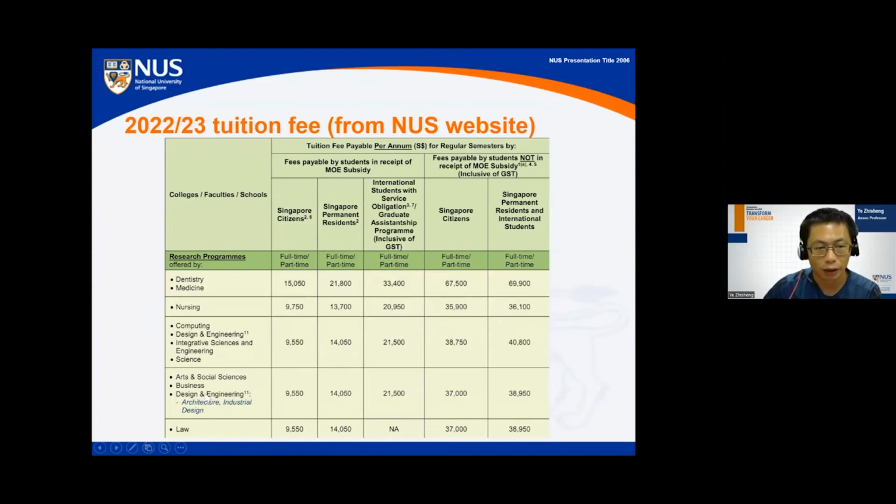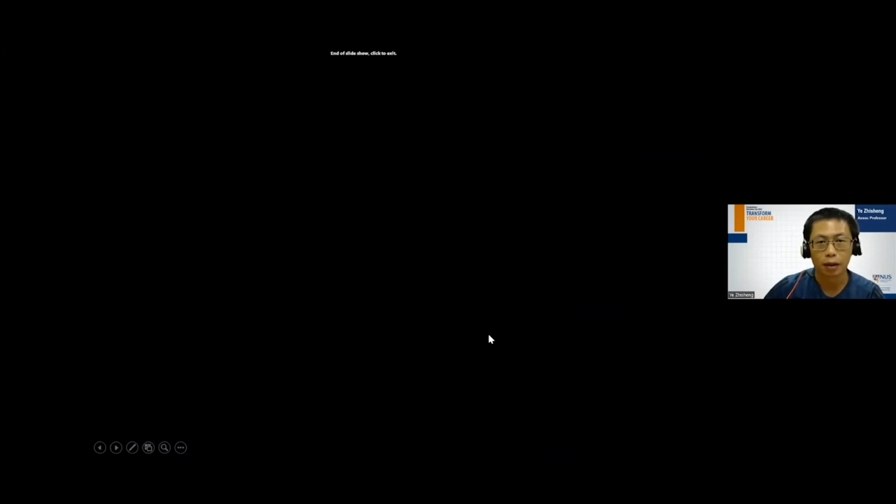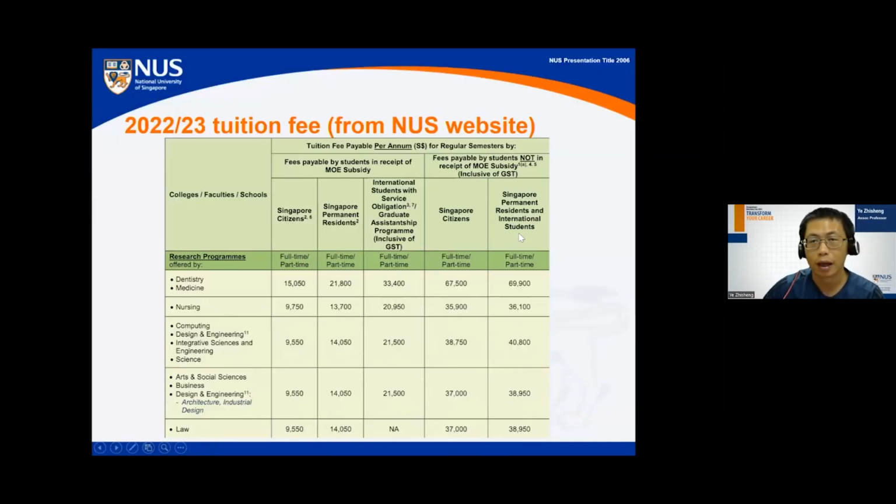So like engineering, according to what I find on the NUS website, engineering is CDE, here, right? The tuition fee for a single permanent resident international student is about 41,000. So that is pretty much of it, and I shall stop here. Any questions?